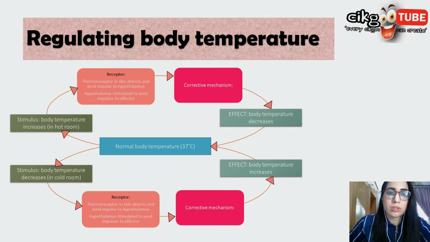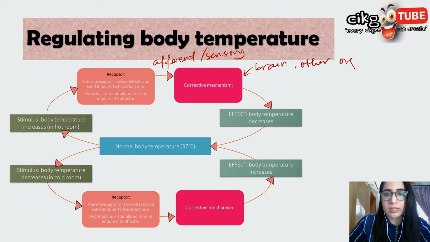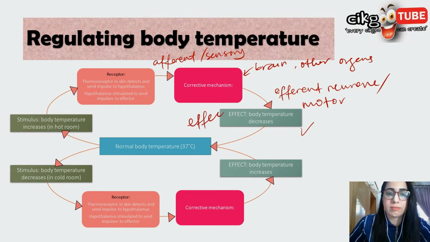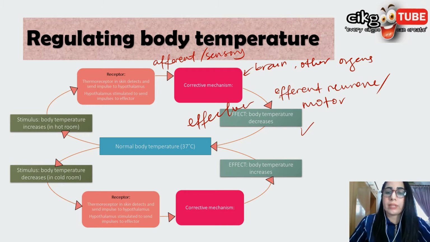So here you see, this is through the afferent, or sensory neuron, to the corrective mechanism by the brain and other organs involved, and then they send back impulses through the efferent, or motor neuron, to the effector, to actually decrease the body temperature. For example, if you are in a hot room, then you will get thirsty, or you will reduce your activity, things like that.